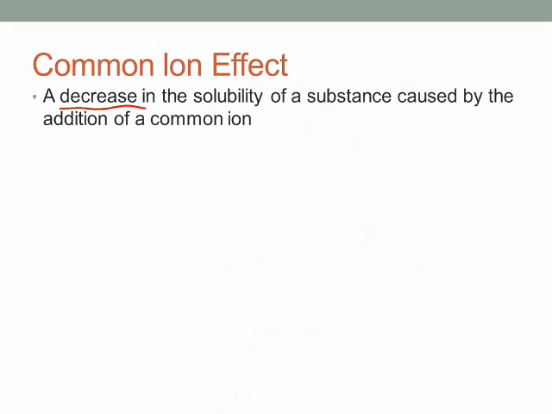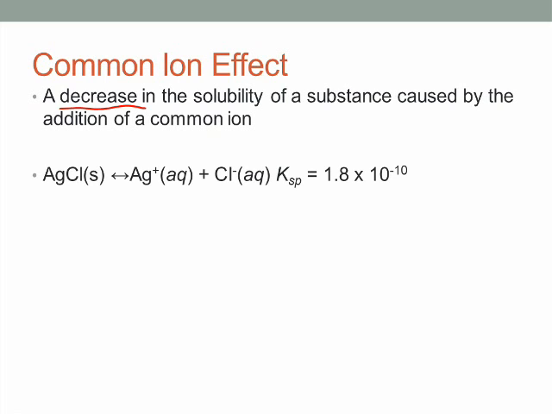So the common ion effect is when you get a decreased solubility of a substance caused by the addition of a common ion. For example, if we look at silver chloride going to a silver ion plus a chloride ion, the Ksp is 1.8 times 10 to the minus 10.